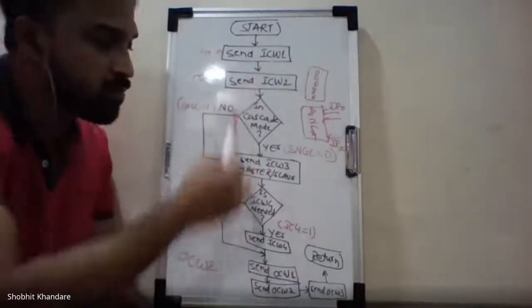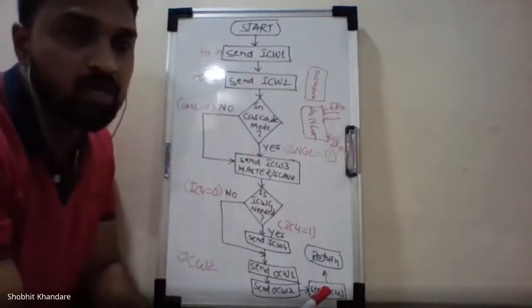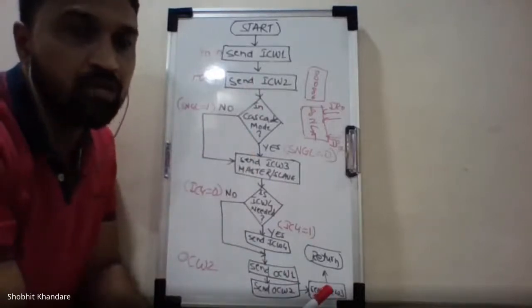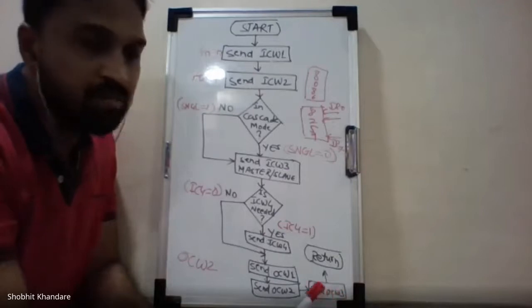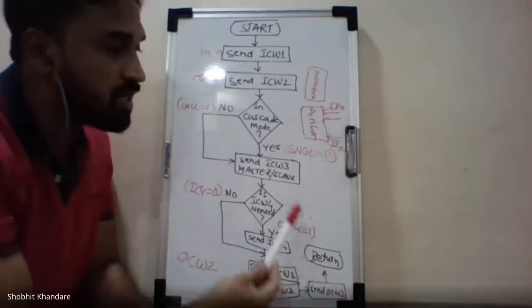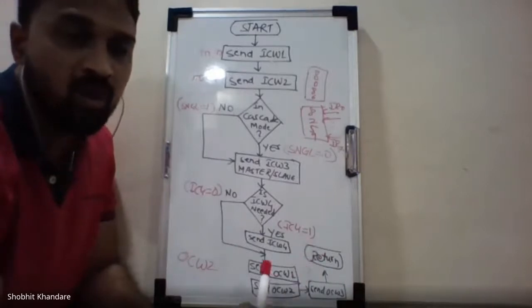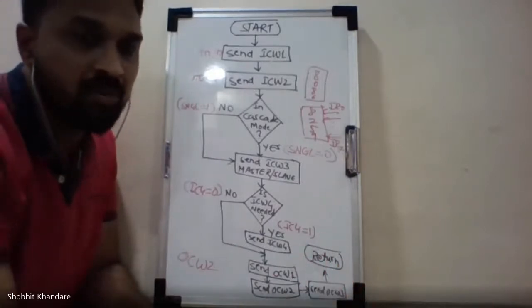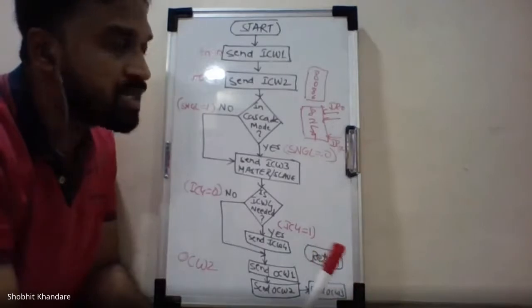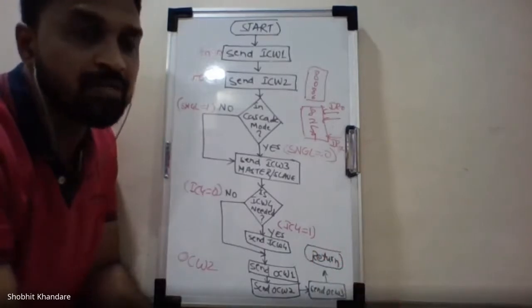Because जब ये पूरा मिल जाता है ICW1 2 3 4 OCW1 2 3, then the picture is clear कि हमें actually 8259 को क्या करना है, क्या accept करना है, नहीं करना है. So all information is available. After that information, now you are ready. 8259 is ready to accept the interrupt.